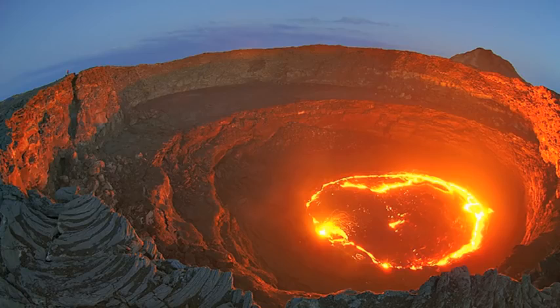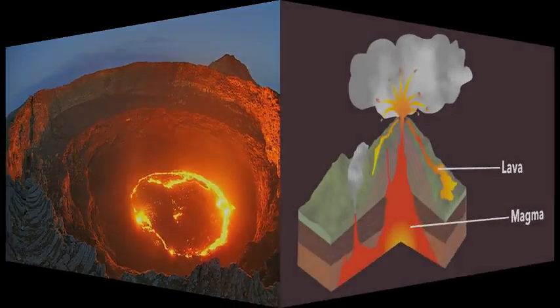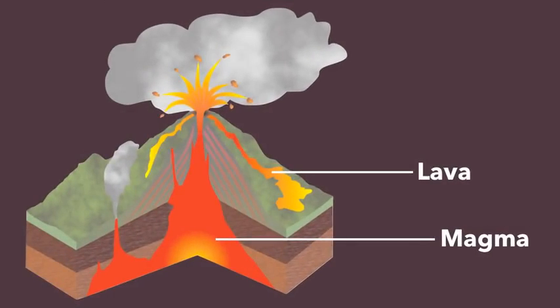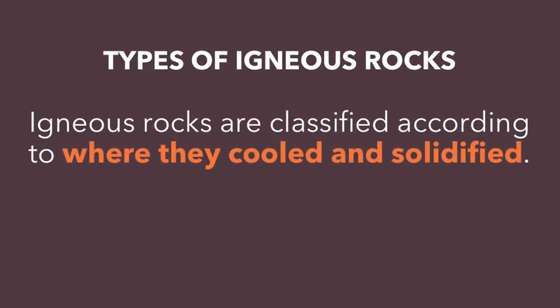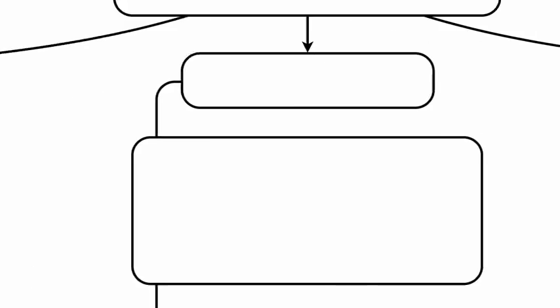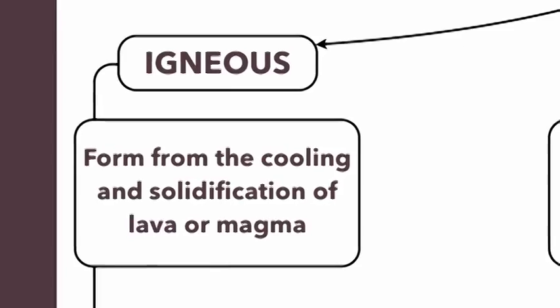But what I want you to keep in mind is that there is a difference between lava and magma. When it's deep inside the earth, under the surface, we call it magma. Once it erupts onto the surface, we call it lava. Now, this material, whether inside the earth or on the surface, can cool and solidify, and so that gives us two different types of igneous rocks. Igneous rocks are classified according to where exactly they did their cooling and solidifying. And so we have two types. And let's start with the first type.